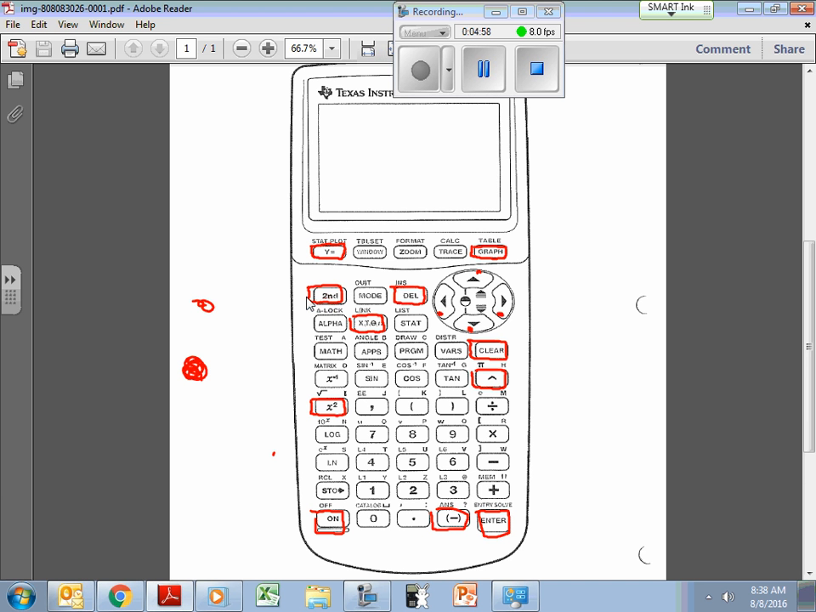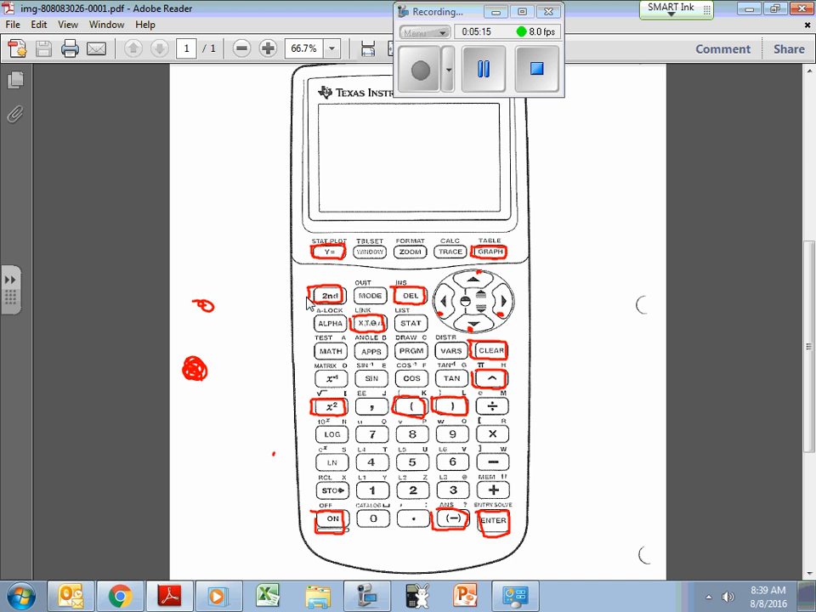Let's see, there's two more. Oh, these guys here. There'll be some times when you need to put something in a parenthesis. Open parenthesis, we call the left guy, he's above number 8. Close parenthesis, the guy to the right.